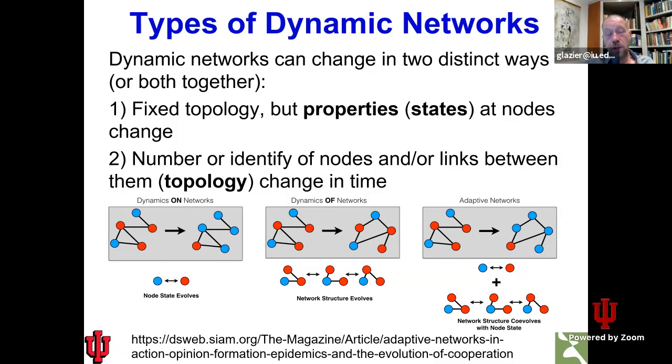And so you have dynamics on networks, which is what we're going to focus on in this class, where the network itself has a fixed architecture but the node state evolves, and dynamics of networks, where the network architecture changes in time. The big difference is that network node state evolution, dynamics on networks, is continuous in time. You can't make dynamics of networks continuous in time.